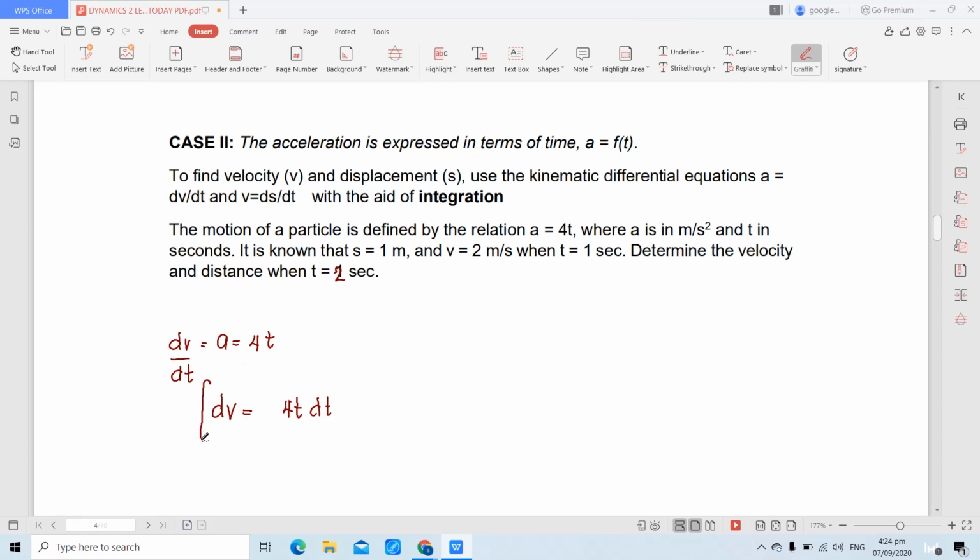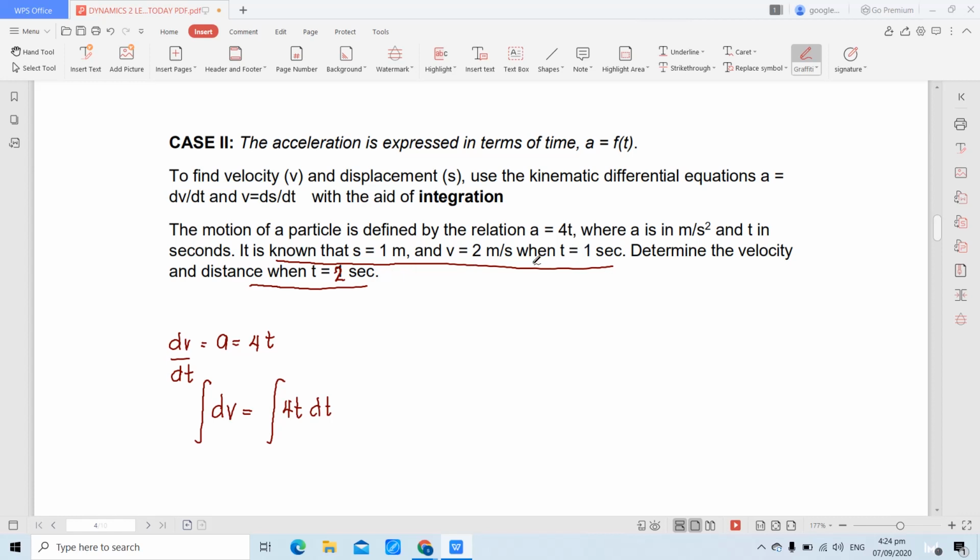So, you are now ready to integrate both sides of the equation. Kapag nag-integrate, kailangan natin ng limits. Saan natin kukunin limits? Lower limit and then upper limit. Okay, papansin nyo dyan, meron tayong initial values na binigay. Kukunin lang natin yung final parameters.